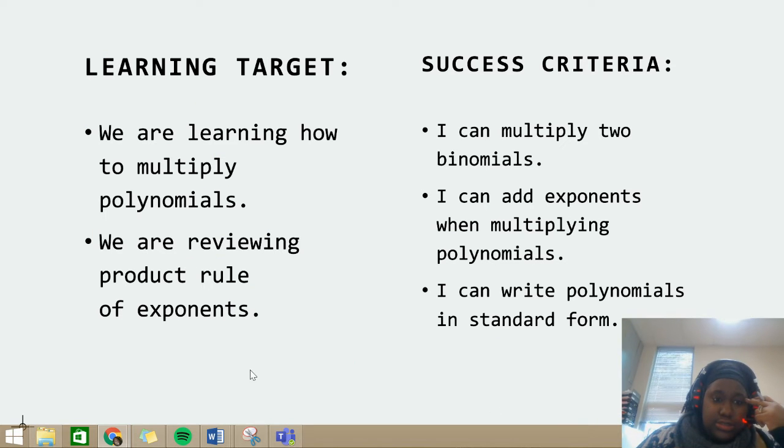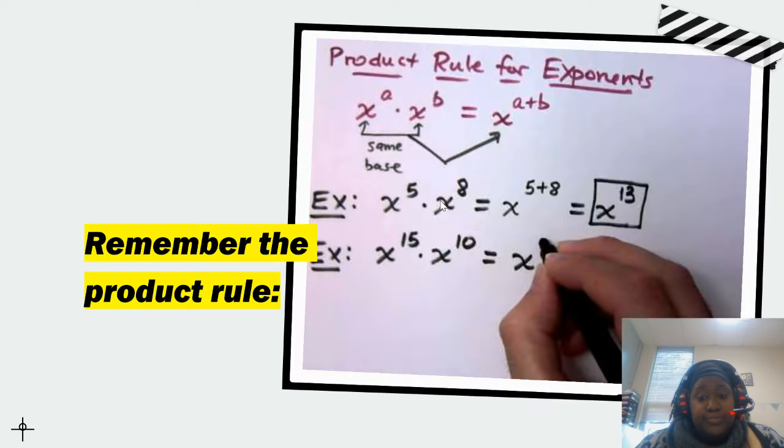Let's take a look at the learning target and success criteria. We're learning how to multiply polynomials. We are reviewing the product rule of exponents. So the success criteria is I can multiply 2 binomials, I can add exponents when multiplying polynomials, and I can write polynomials in standard form.